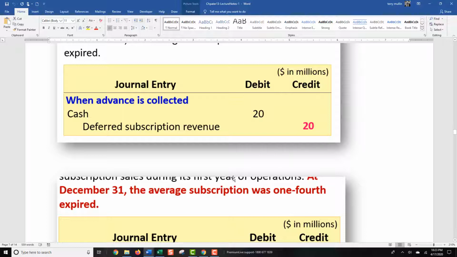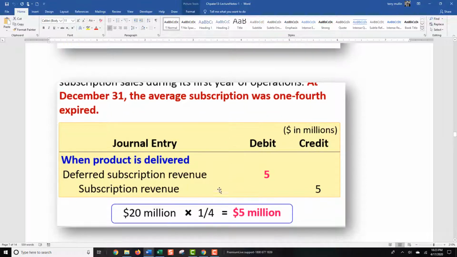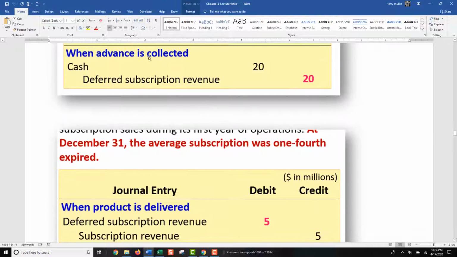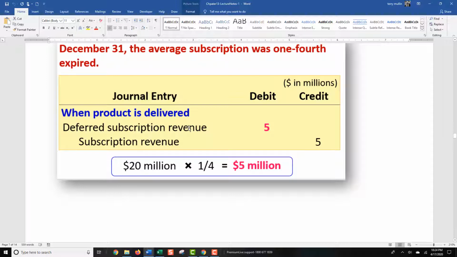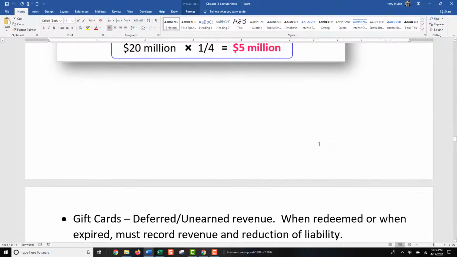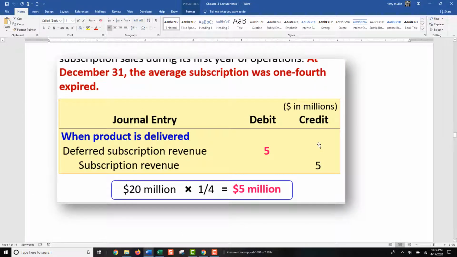Then 1/4 has expired, right? They've sent out the magazines. So at that point, they take it out of the liability account and make it revenue. So here it's an asset and a liability. Here it's a reduction of a liability and an increase to the revenue account. Did I go too fast? I hope that makes sense.